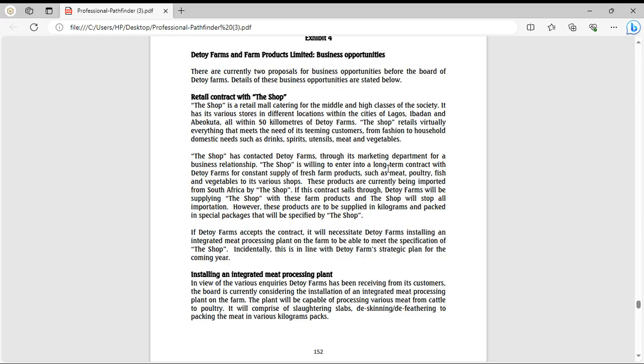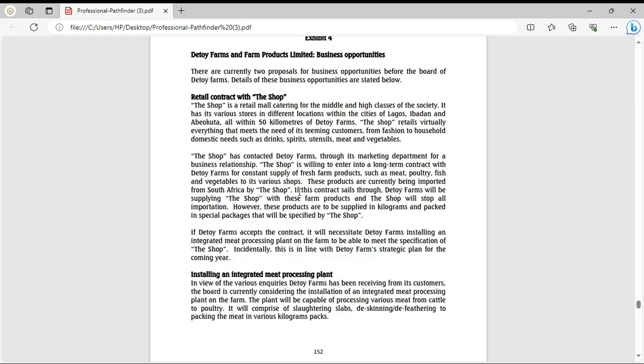The shop is willing to enter into a long-term contract with Detroit Farms for constant supply of farm fresh products such as meat, poultry, fish, and vegetables to its various shops, right? So they're just trying to give us information that the shop, a company, a retail mall catering service, provides services for middle class and high class. They contacted Detroit Farms. Now, take a look at this.